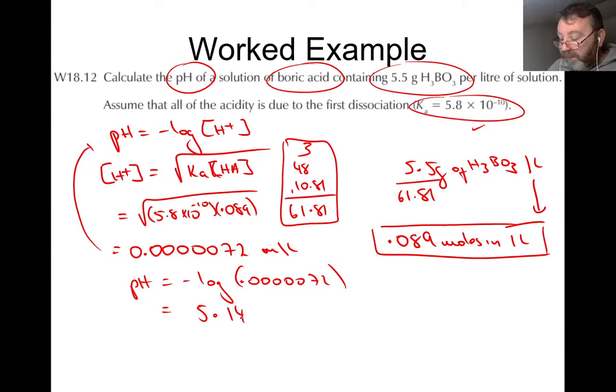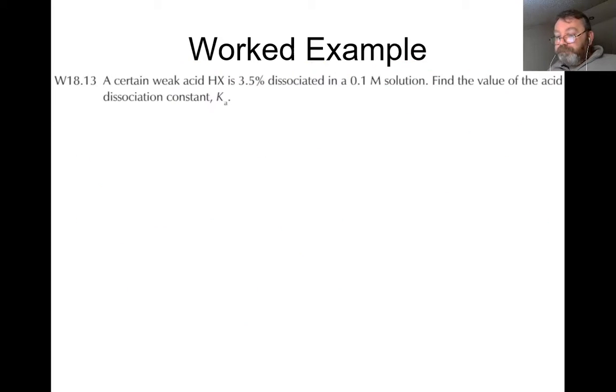And again, we expect that. Close to 7, so a very, very weak acid. And boric acid is a weak acid, as you can see from here. And how do I know it's a weak acid from the beginning of the question? Ka is given.